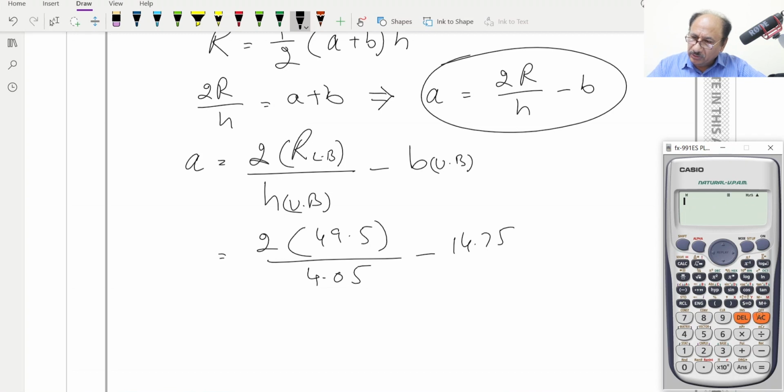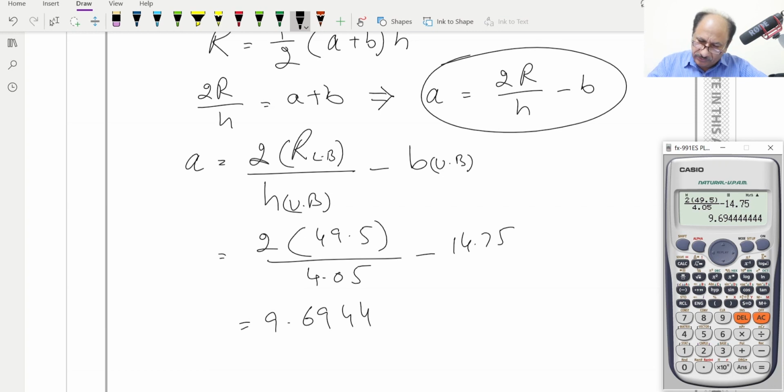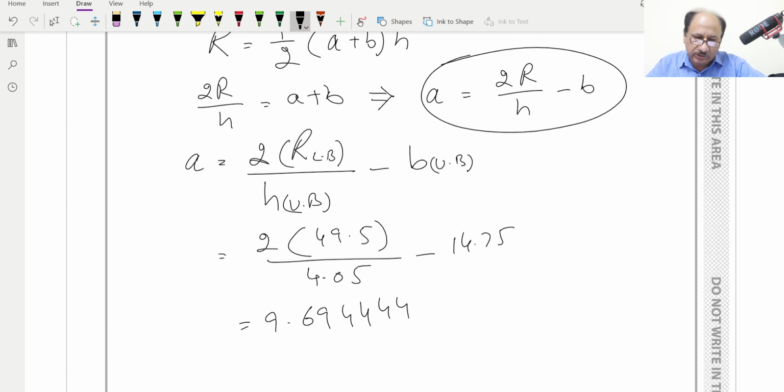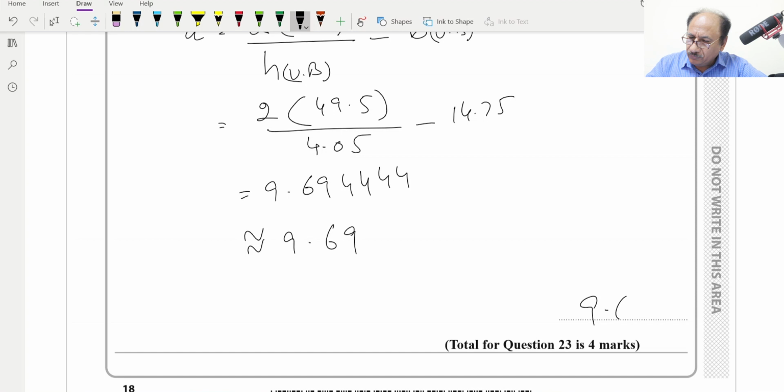And now we can calculate this. So fraction 2 into 49.5 over 4.05, and this will be minus 14.75, and this is equal to 9.6944. So 9.6944, the 44 is recurring. So we need the answer up to three significant figures. So we can write this will be equal to 9.69. Answer will be 9.69.